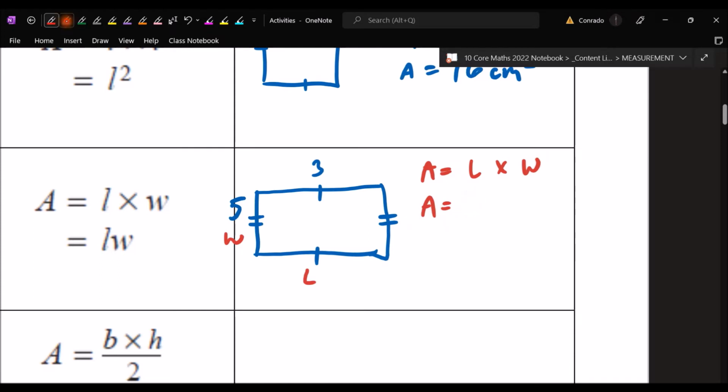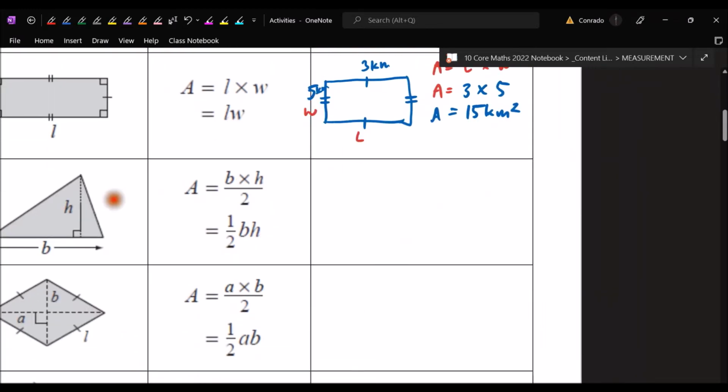Okay, so that's going to be, remember, L. So that means this L is the same as that. So that means the length is 3 and the width is 5. And I'll give it, let's call it kilometers for today. So that's going to be 15 kilometers squared.